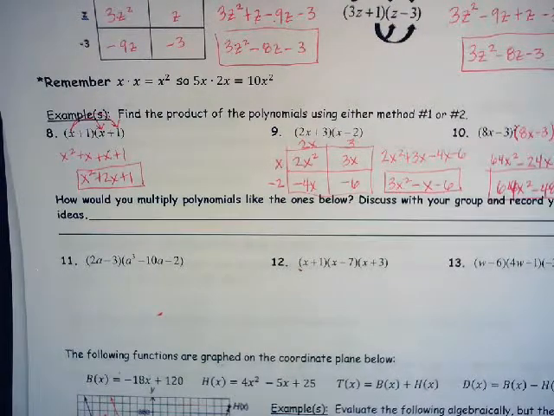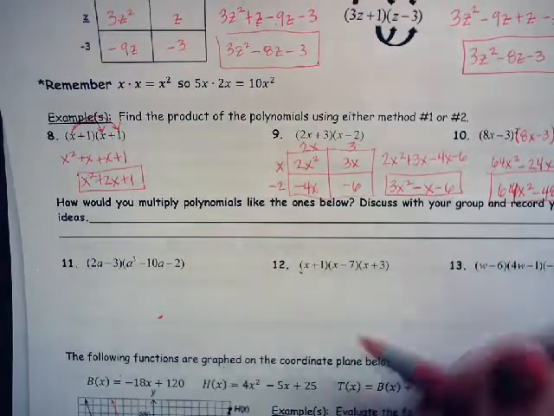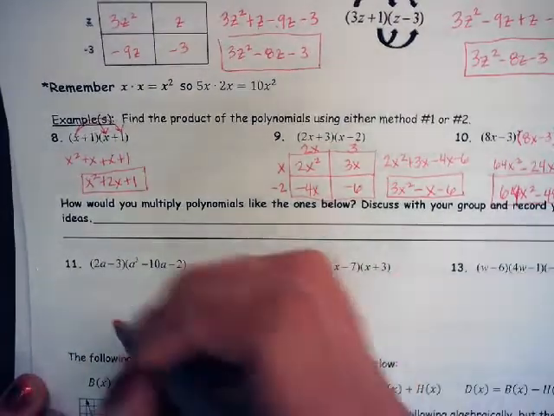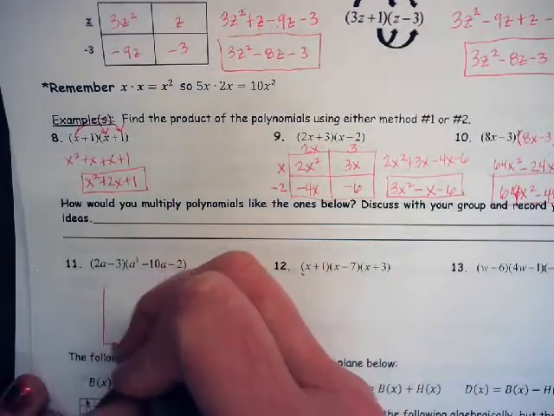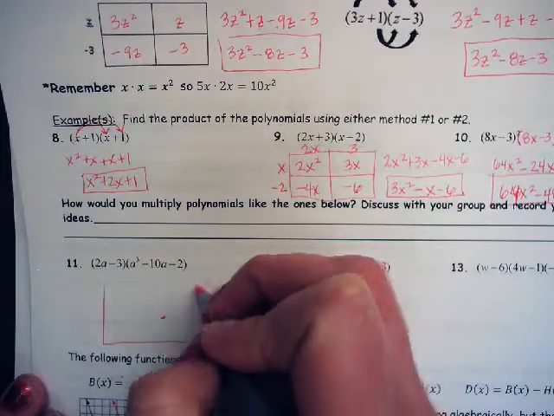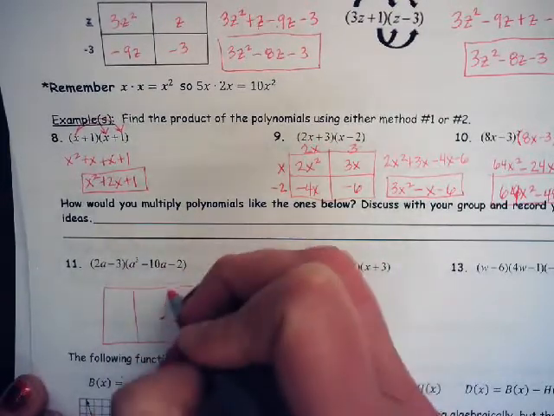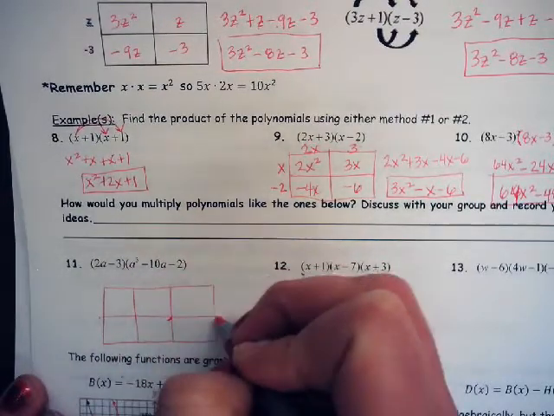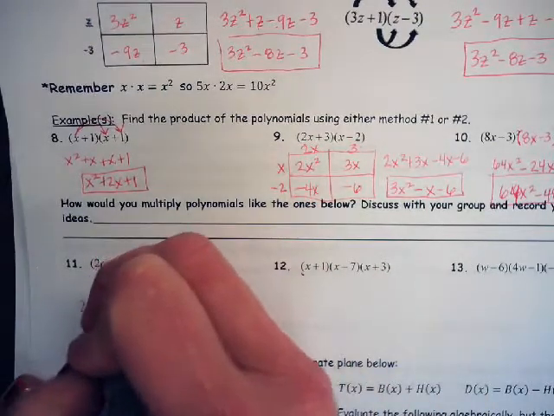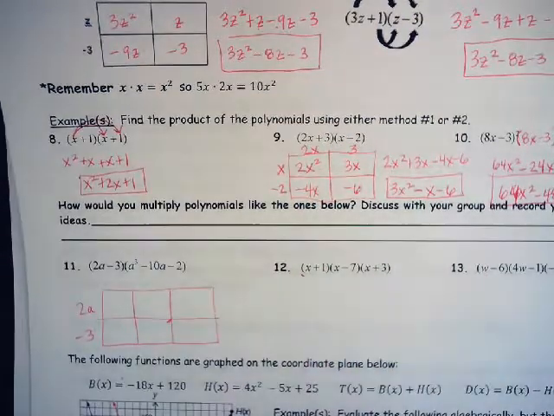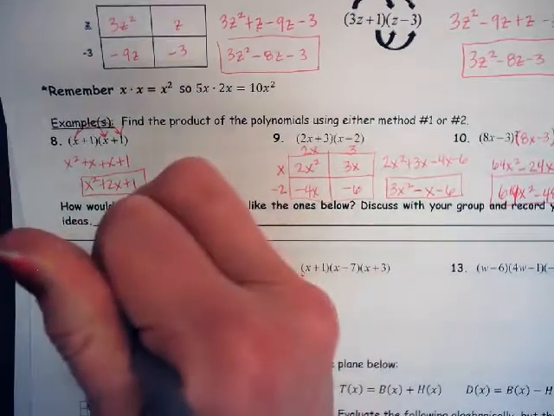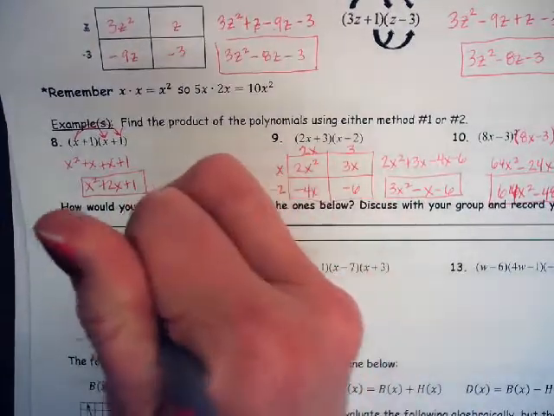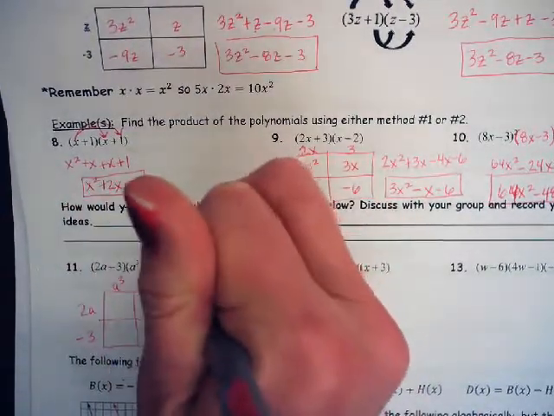The garden method also works for this one. Sometimes it's a little easier to see this one using the garden method. So I'm going to go ahead and do the garden method. I'm going to now have to do 3 numbers across the top and 2 on the side. So I'm going to put 2a and negative 3 right there, and then I'm going to put a cubed, negative 10a, and negative 2.